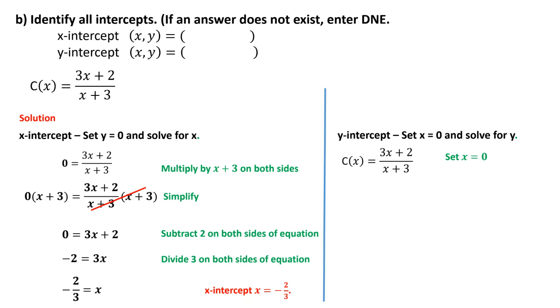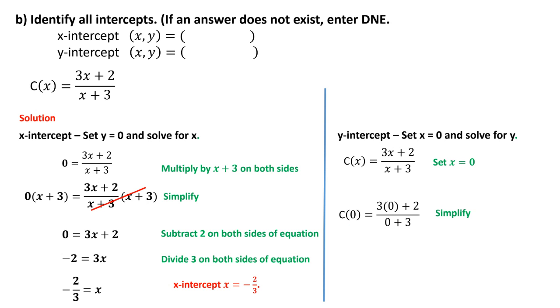So let's go ahead and solve for our y-intercept. Set x equal to 0. So when we do this, we have 3 times 0 plus 2 over 0 plus 3. When we simplify, we're going to get 2/3. So our y-intercept is 2/3.